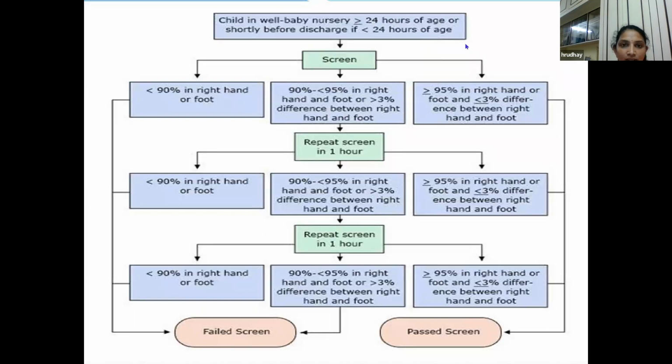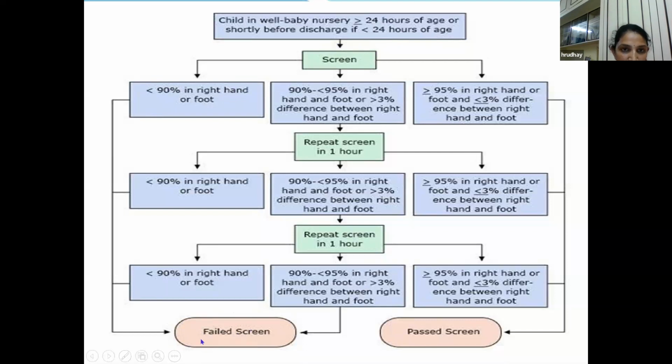So next, start with the screen. While screening, if the saturation in the right hand or a foot, any of them, is less than 90%, then the screen is failed. Don't even have a second thought.